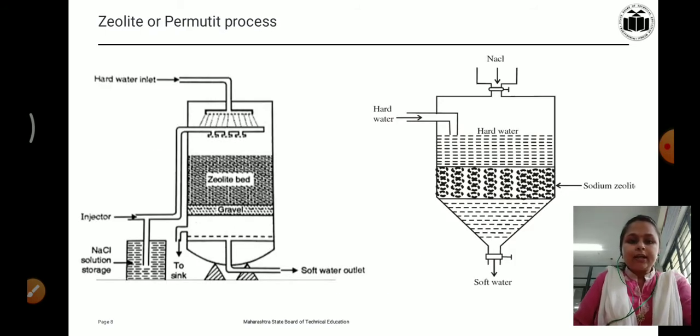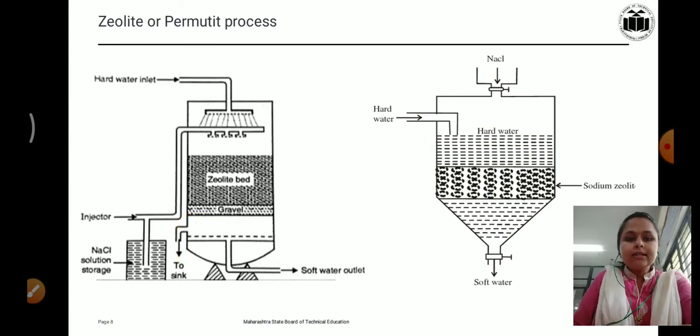This slide shows the diagram of zeolite process. In this diagram, you can see this is a zeolite bed which is situated on this gravel layer. Hard water is sprayed through this inlet on this zeolite bed, and after the reaction in this zeolite bed, the soft water is removed from this process through this outlet and sent to the process. The impurities which are formed inside this process are removed through this sink pipe.